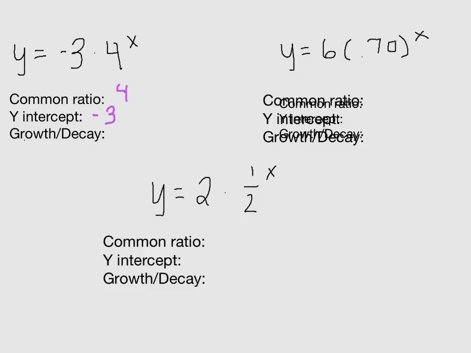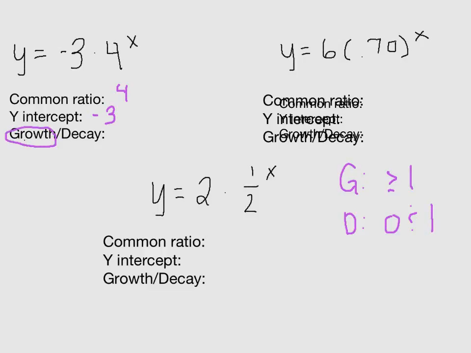And then, in order to be growth, my common ratio has to be greater than or equal to 1. For decay, it has to be between 0 and 1. So I ask myself, for number 1, is my common ratio greater than 1? Yes, it's 4, so it's growth.